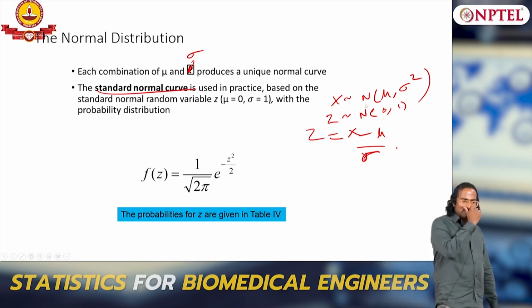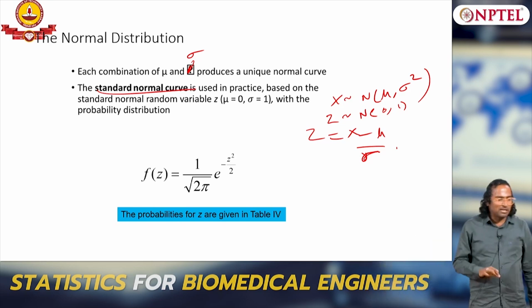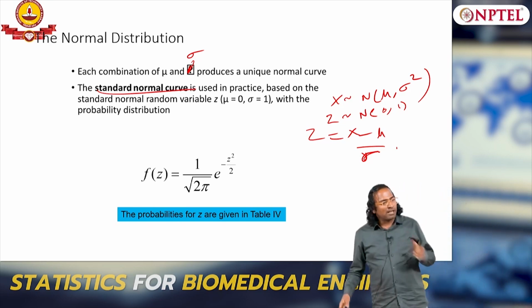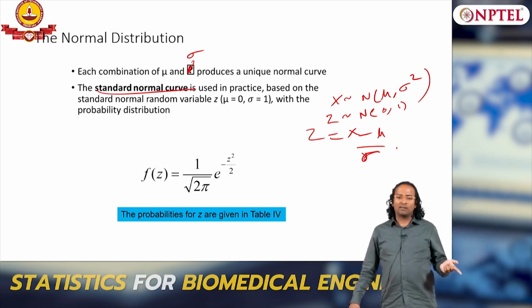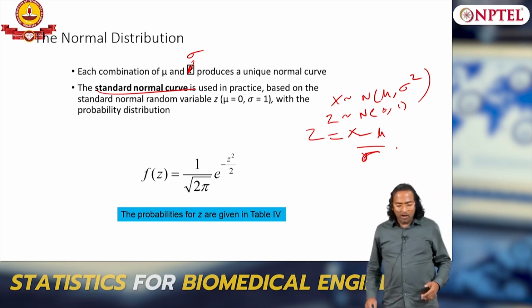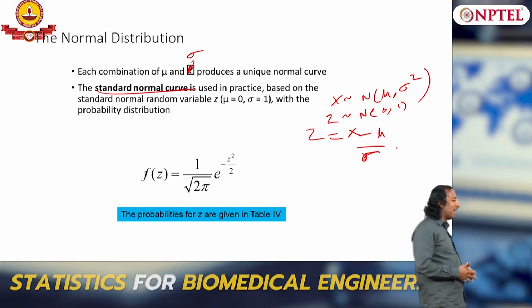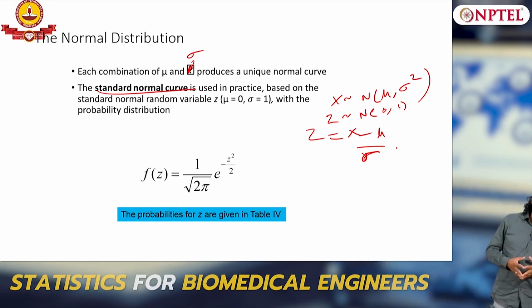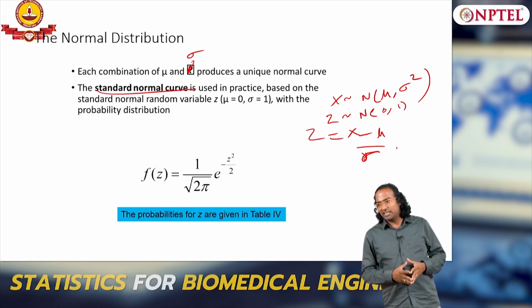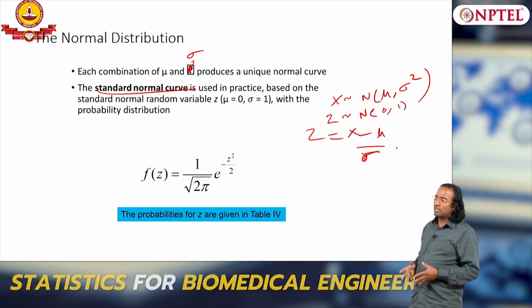Understood? So I have removed the mean, so the mean essentially becomes 0. I have divided by the standard deviation, so the spread becomes 1. Variance becomes 1, the spread becomes 1. So I have essentially converted any variable with a normal distribution to a standard normal, just by using z equals x minus mu over sigma.